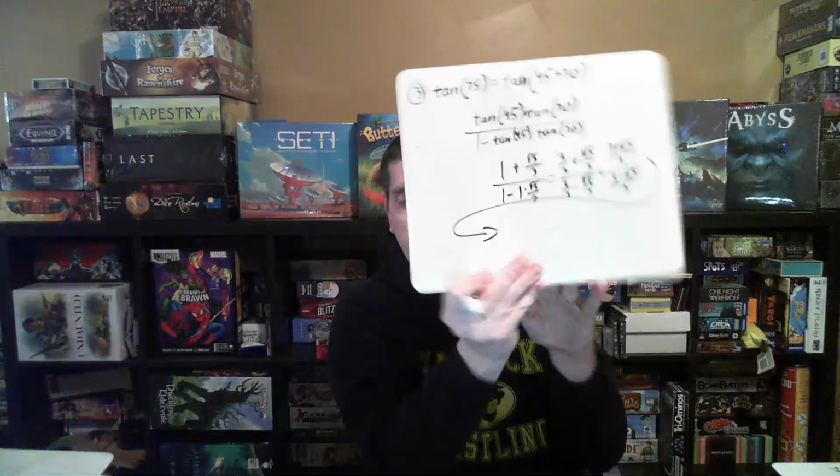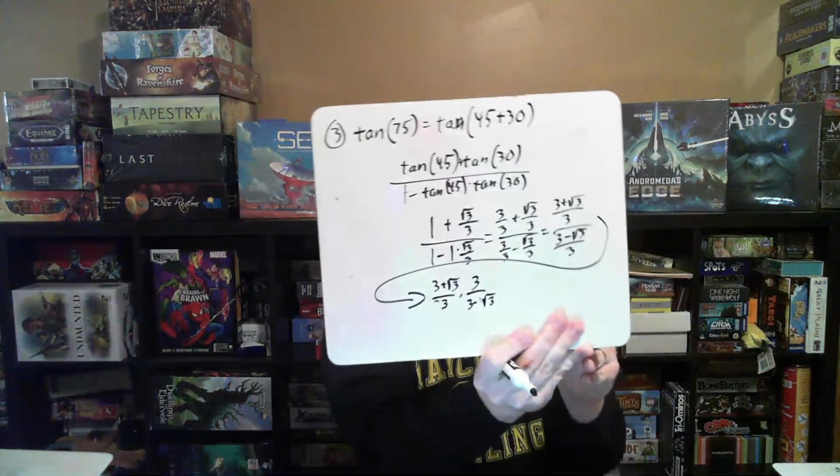I can change that into 3 plus the square root of 3 over 3 times, and then multiply by the reciprocal, 3 over 3 minus the square root of 3. Well, hey, look, there's a 3 on top and bottom, so I can just cancel those out. And I'm left with 3 plus the square root of 3 over 3 minus the square root of 3.